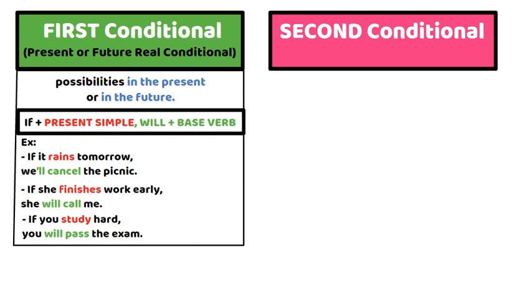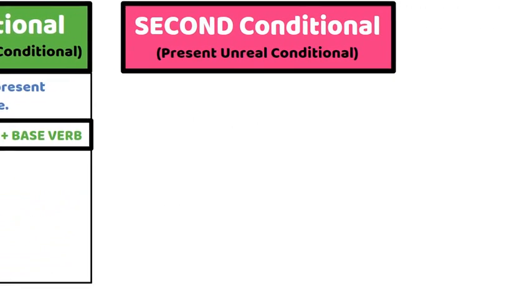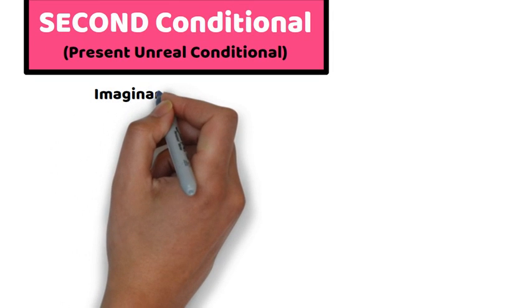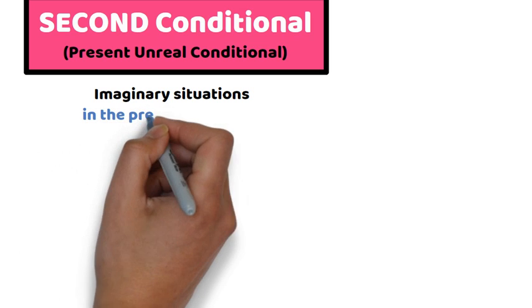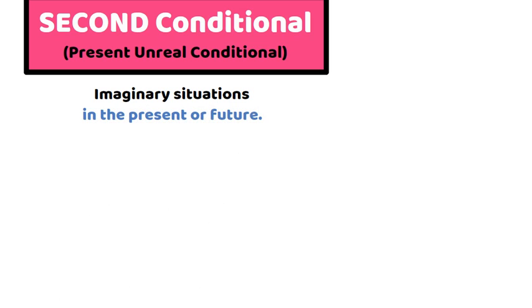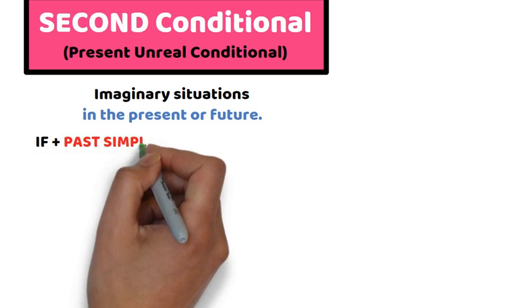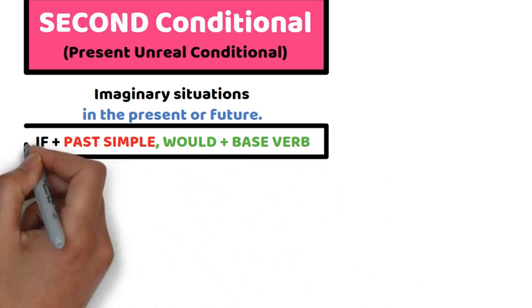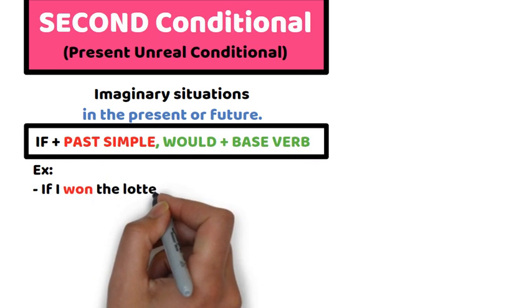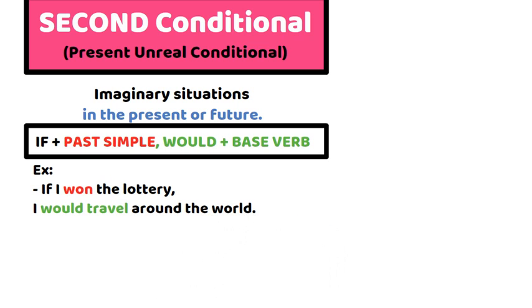Second conditional, or present unreal conditional. The second conditional is used to talk about imaginary situations in the present or future. Form: if plus past simple, would plus base verb. For example, if I won the lottery, I would travel around the world.